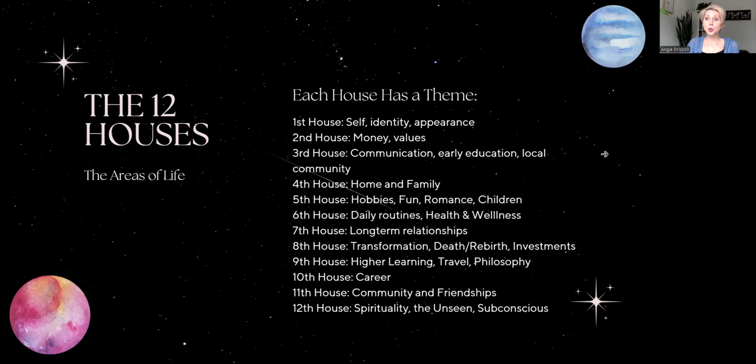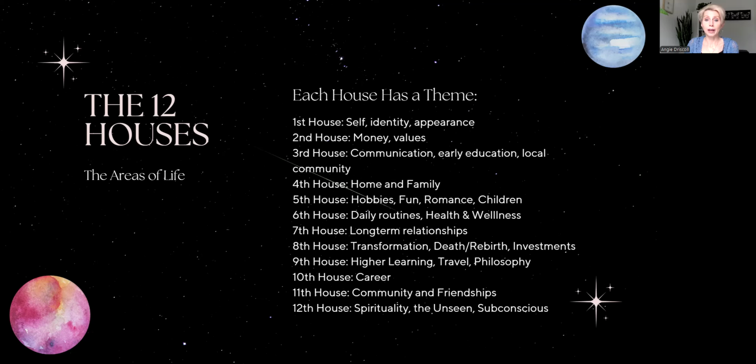All right, so first the 12 houses. The 12 houses are associated with specific areas of our life, and each house has a theme. Now, this is just a very basic breakdown of these house themes. They do include a little bit more than what I've listed here, but this is just basic, okay? First house, self, identity, and appearance. Second house, money and values. Third house, communication, early education, and local community.